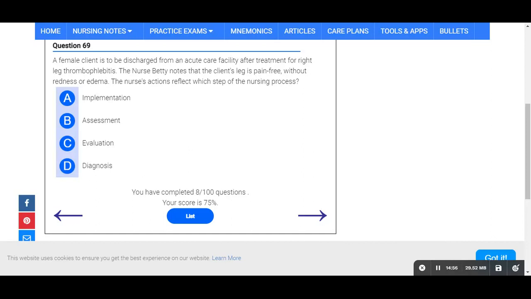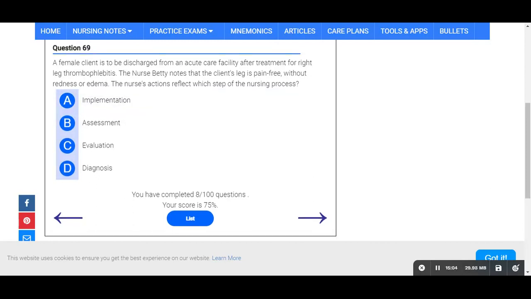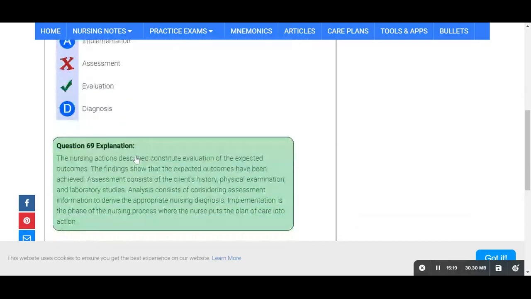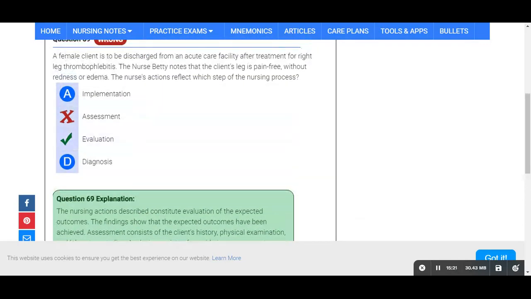Thrombophlebitis is swelling, inflammation of a vein. A blood clot, a thrombus in the vein, can cause this swelling. Okay, so it's about a blood clot that causes swelling. The female client is about to be discharged. The nurse, Betty, notes that the client's leg is pain-free without redness or edema. Okay, this, it is assessment. Evaluation. Okay, I'm sorry. It's about discharging.